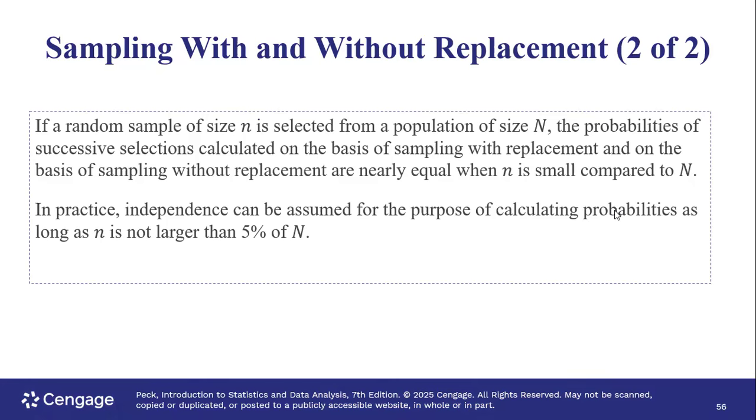That is independent. Okay, in practice, independence can be assumed for the purpose of calculating probabilities as long as small n, the sample size, is no larger than 5% of capital N. In my example, capital N is 10,000 and small n is 500. I am fine because my small n is only 5% of the population. So the first paragraph says if a random sample of size n is selected from a population of size capital N, the probabilities of successive selections calculated on the basis of sampling with replacement and on the basis of sampling without replacement are nearly equal.